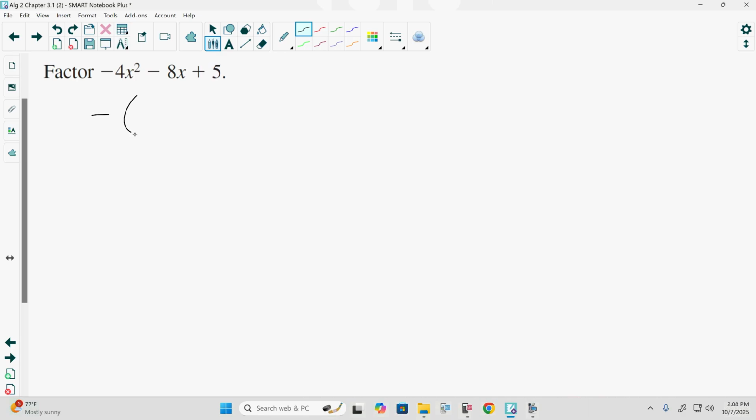Since I took the negative out of negative 4x, it's going to go from negative to positive. Since I took the negative out of negative 8x, it's going to become positive 8x. And then I took a negative out of positive 5, which is going to take it from positive 5 to negative 5. All we did was just take the signs and flip them. Questions on this here?